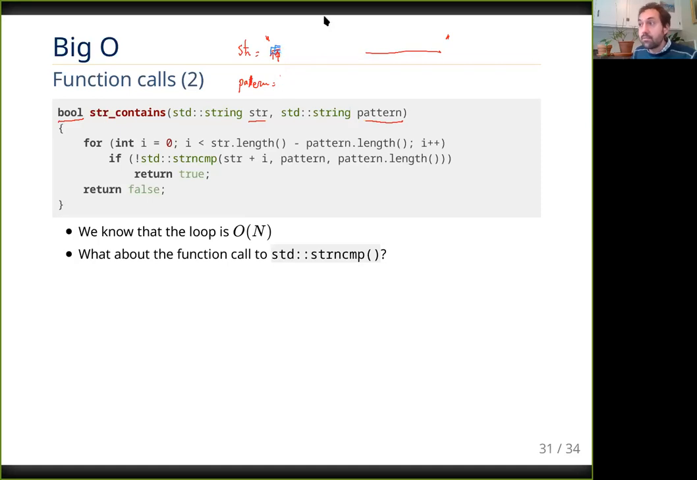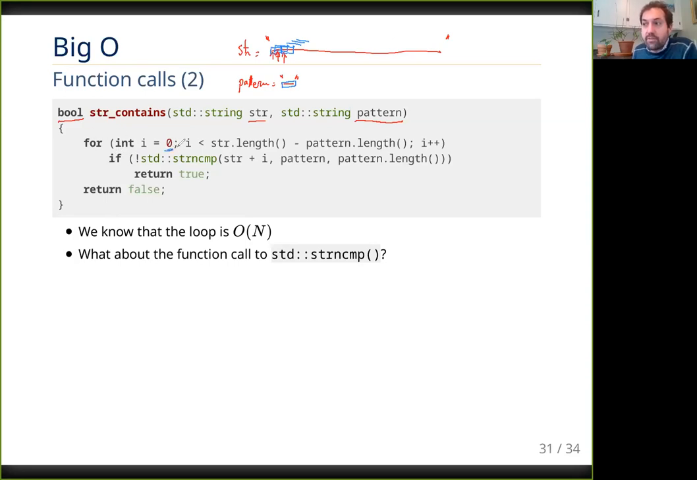If it doesn't, then we move to the third character and we try to see if the pattern appears on the third character, and so on. So we essentially try to match the string character by character, trying to match the pattern successively. And that's pretty much what this for loop does.